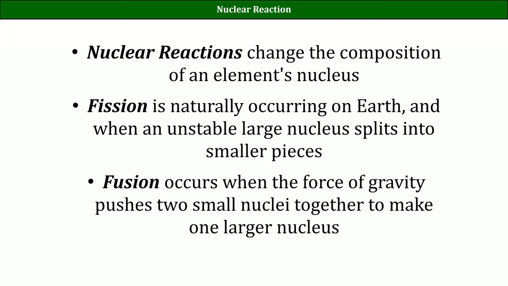Back when you first learned how to balance reactions, one of the fundamental pieces was that you just make sure you have the same number of every atom on both sides. That doesn't work with nuclear reactions, because nuclear reactions are one of two things: either you have fission or fusion happening. Fission, fusion, both of these are naturally occurring.